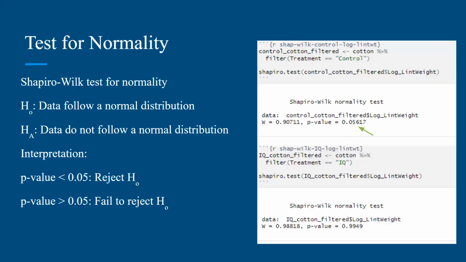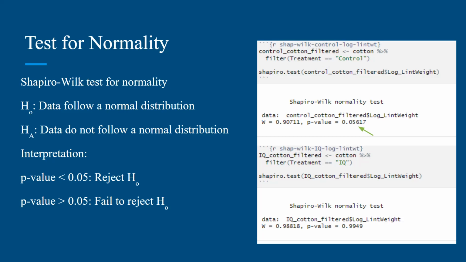So I decided to do a Shapiro-Wilk test to test for normality. When you're doing Shapiro-Wilk tests, the null hypothesis is usually that the data are normally distributed. And as you can see on the right, when I did the test, I got a p-value of 0.05617 for the control log group, which technically is above the alpha level, meaning that we can reject the null and conclude that the data was normal.